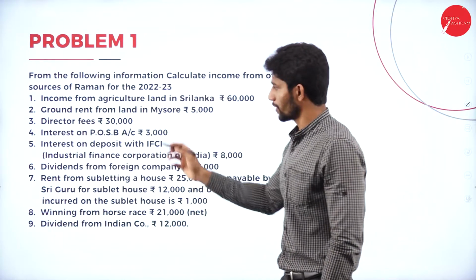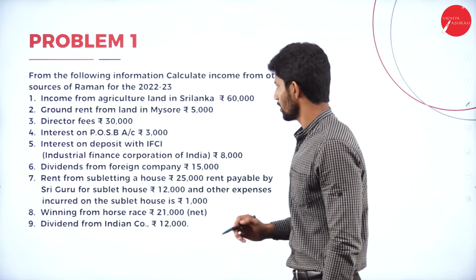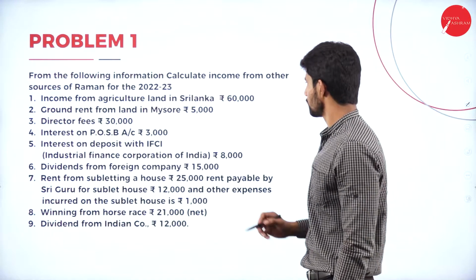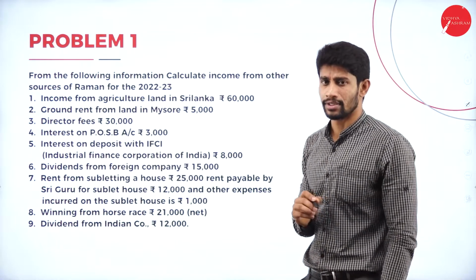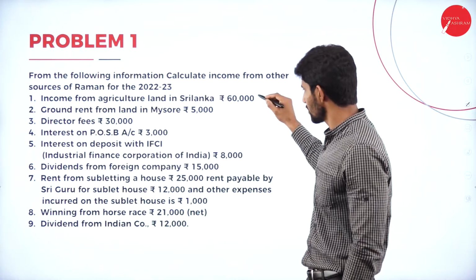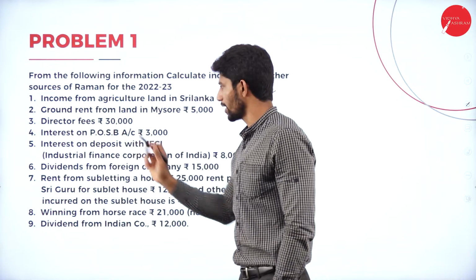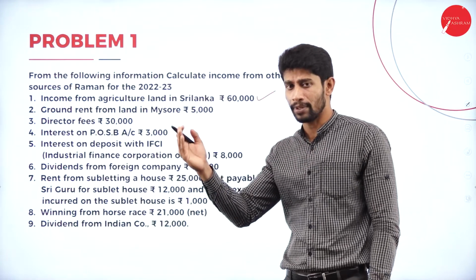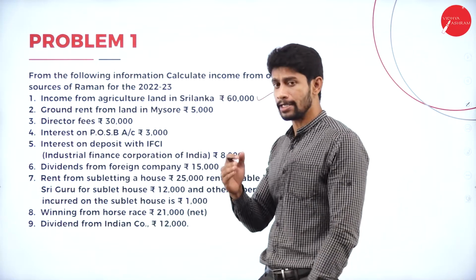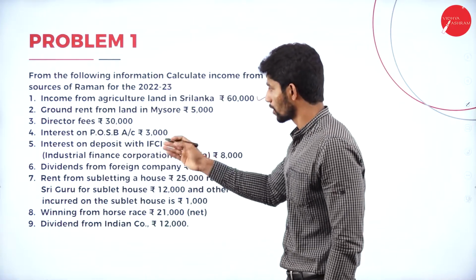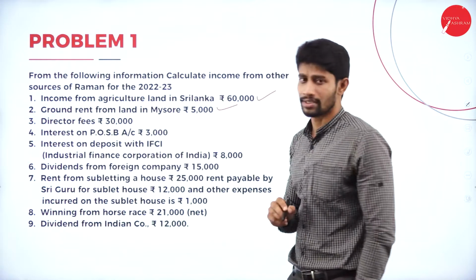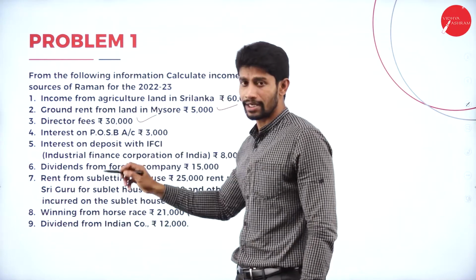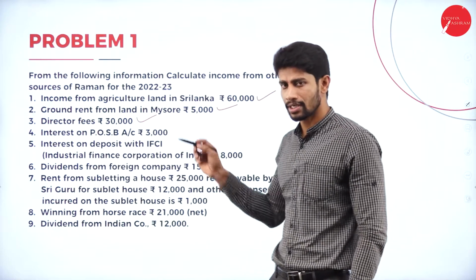2022-23. The first information: income from agriculture land in Sri Lanka, rupees 60,000. Whether it is taxable or not? Yes, it is taxable. Next, ground rent from land in Mysuru. The rent is not received by letting out a property; the rent is received by letting out a ground for rupees 5,000. It is also taxable. Next, director's fees. It is not salary, it is fees, so it comes under income from other sources, taxable.